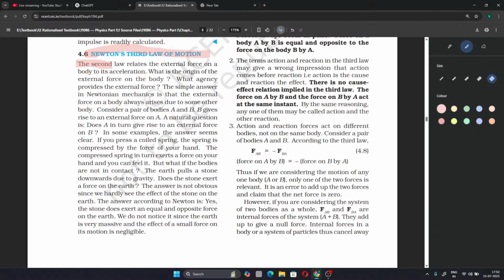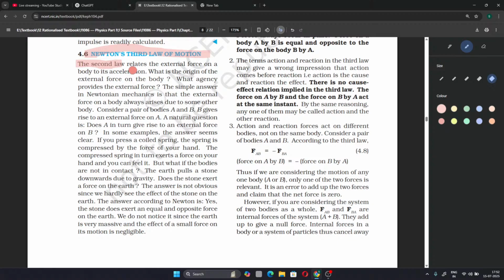The second law, the momentum and force law, says force equals mass into acceleration, or change in momentum per unit time is a force. Inertia is the first law, where inertia means the tendency of a body of any mass m to oppose the change in its state of either rest or uniform motion.